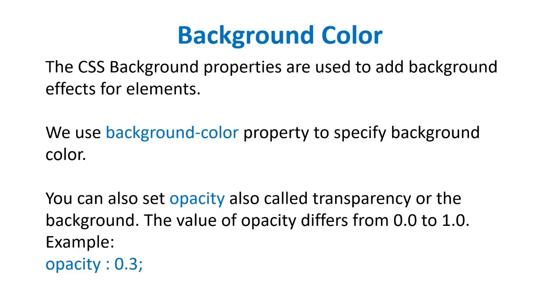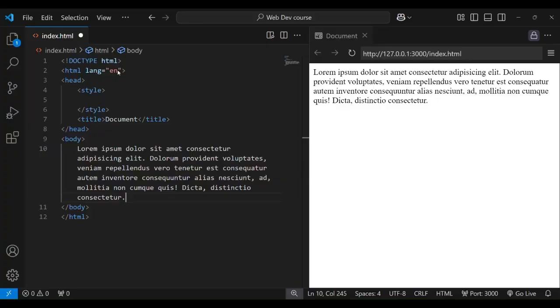The CSS background properties are used to add background effects for elements. We use the background-color property to specify background color. You can also set opacity, also called transparency, for the background. The value of opacity differs from 0.0 to 1.0. Example: opacity: 0.3. Let's see a quick demonstration.